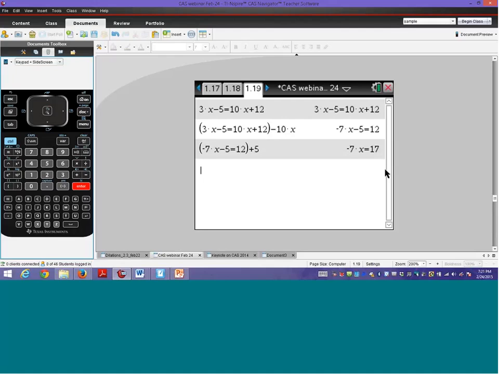And now you can either multiply by negative 1/7, or I'm going to prefer to divide by negative 7 to make that coefficient of x a 1. And we come up with x equals negative 17/7. That was the correct way to do it.